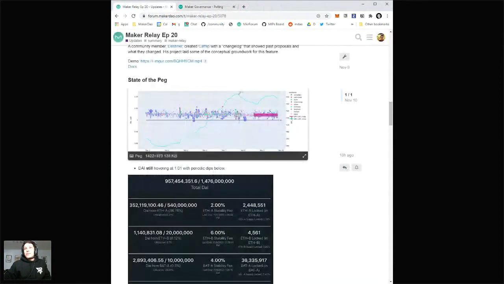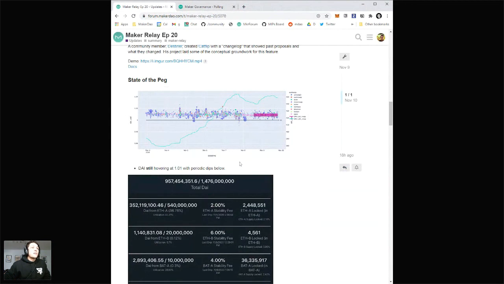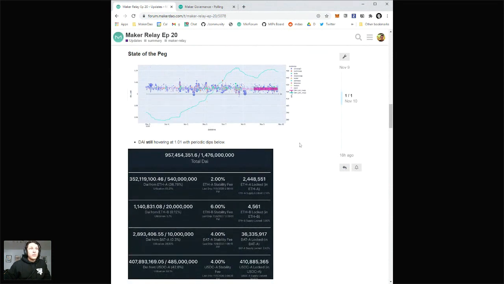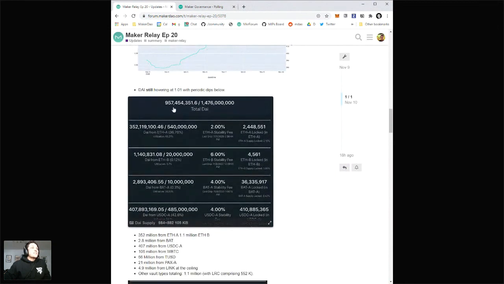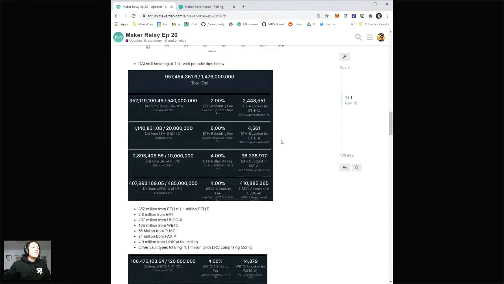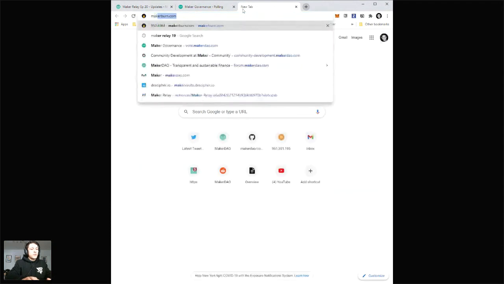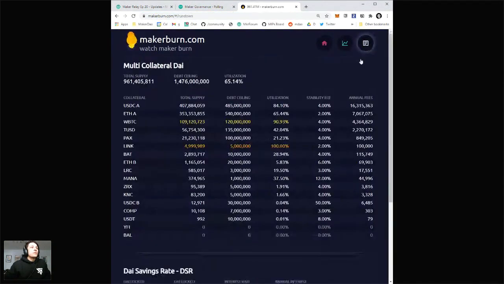All right, coming up on it, state of the peg. DAI is, of course, still hovering at around $1.01 with periodic dips below. This is relatively good. It's stable. We're at almost a billion DAI, so 957 million. I think it's like 960 or something right now. If you want the individual numbers, I'm not going to read through all of them, but feel free to check them out on DAI Stats. And likewise on MakerBurn, there's a really easy breakdown here, and it's all sorted by amount, so it's pretty cool.